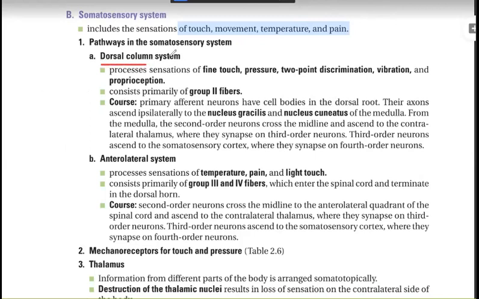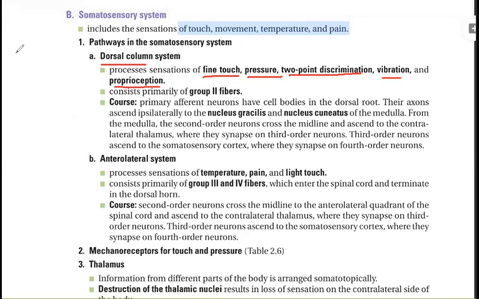Now the dorsal column system processes sensations of fine touch, pressure, two-point discrimination, vibration, and proprioception. Nothing new, I have told you all of them. Also, I told you that we deal with pain and temperature via some fibers. I told you the types of these fibers, like class 1, 2, 3, 4: the A fibers, the B fibers, the C fibers. Then we have the divisions of A fibers into four: alpha, beta, gamma, and delta.